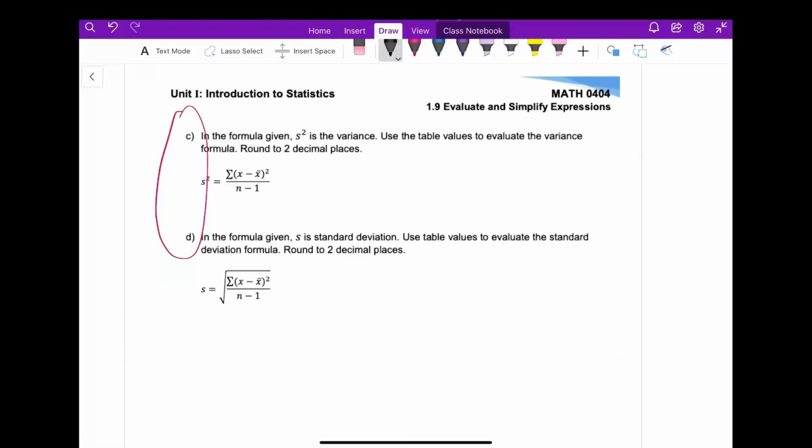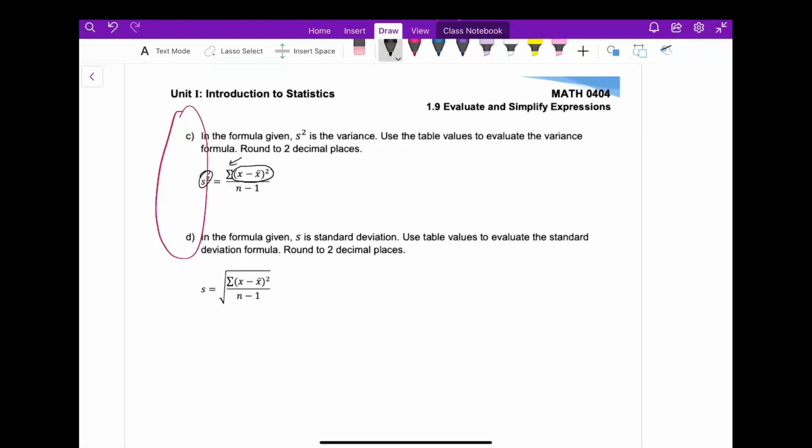Part C and D, you're going to try on your own. See, you're going to bring in the information from the table. It says in the formula given, S squared is the variance. So they already tell you what it is, okay? Don't be intimidated by it. It says use the table values to evaluate the variance formula. Round to 2 decimal places. If you notice, we already did this.